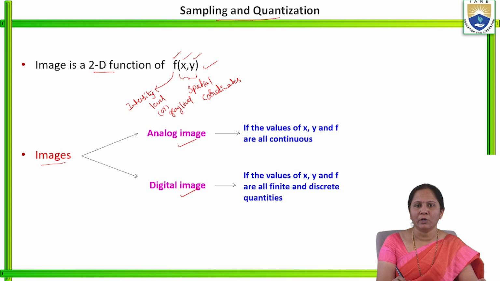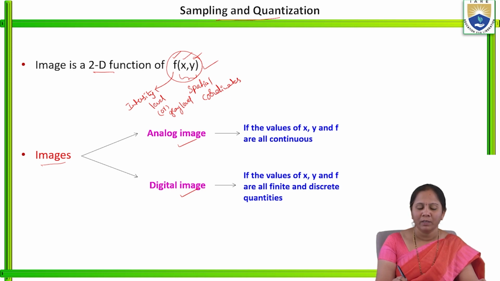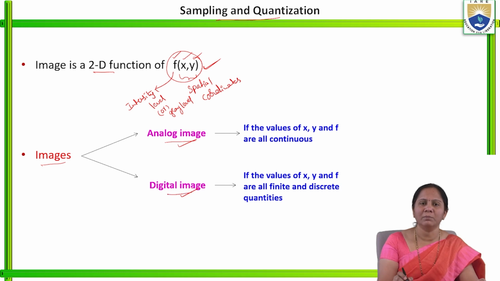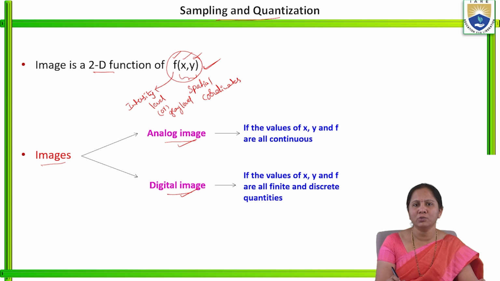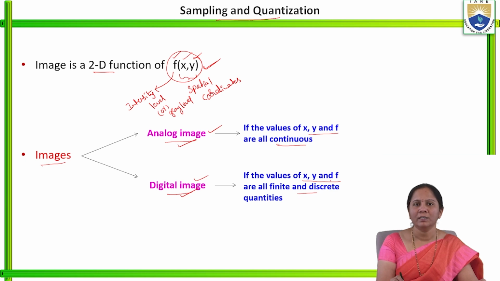So which image is called an analog image? Generally any image can be represented in two dimensions, that is f of x comma y. Considering this function, when do we call that image an analog image and when a digital image? It is based on the values of x, y and f, that is, the values of spatial coordinates and the value of intensity level. Considering an analog image, the values of x, y and f are all continuous in nature. Then that image is called an analog image. Coming to a digital image, if the values of x, y and f are all finite and discrete quantities, then that image is called a digital image.